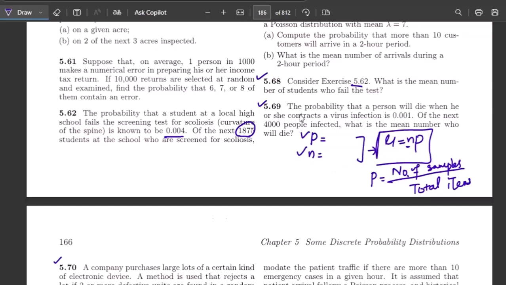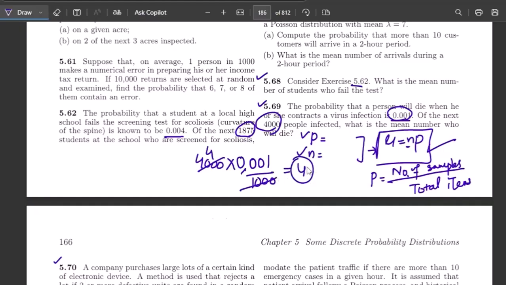In question 5.69, the probability that a person will die when he or she contracts a virus is 0.001, of the next 4,000 people infected. What is the mean number who will die? Here again n is given, and p is given. By using the same formula we can find the value. So 4,000 multiplied by 0.001 would be 4. So the mean number of people who will die is 4.